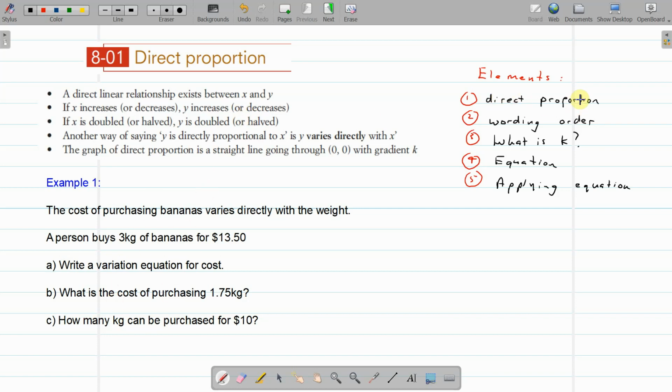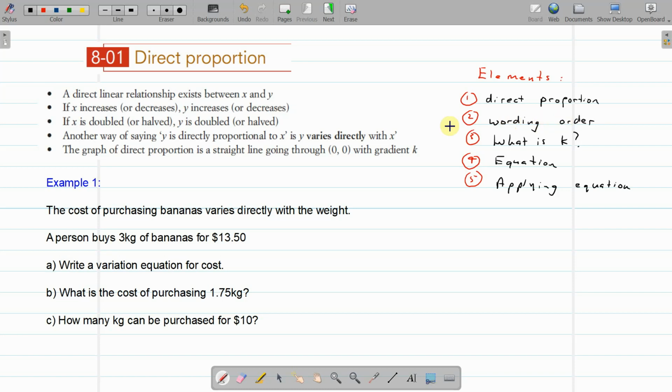So direct proportion means one element gets bigger and so does the other one, like in this one here, it's the number of kilos and how much they cost. And in the same way, if something gets less, so does the other one. Okay, that's the first element, what direct proportion means.